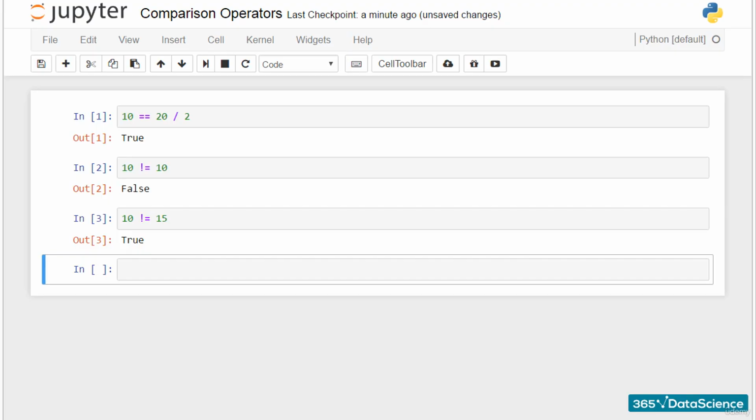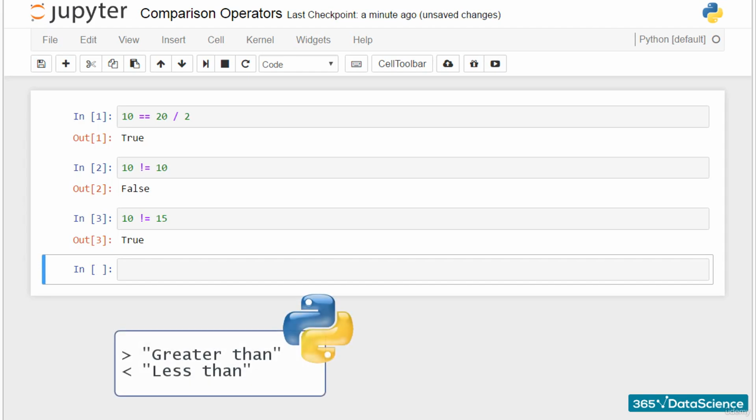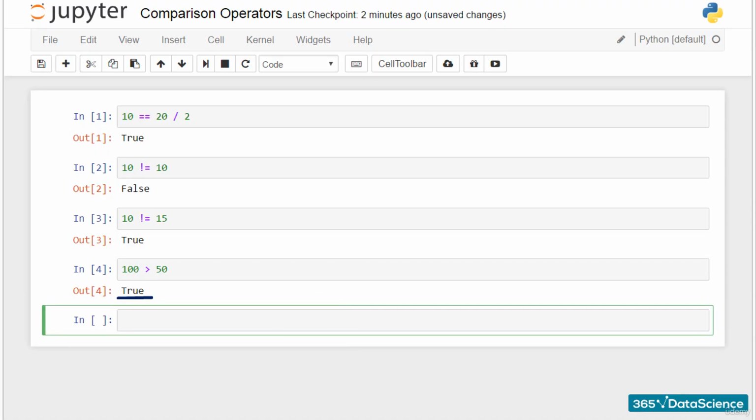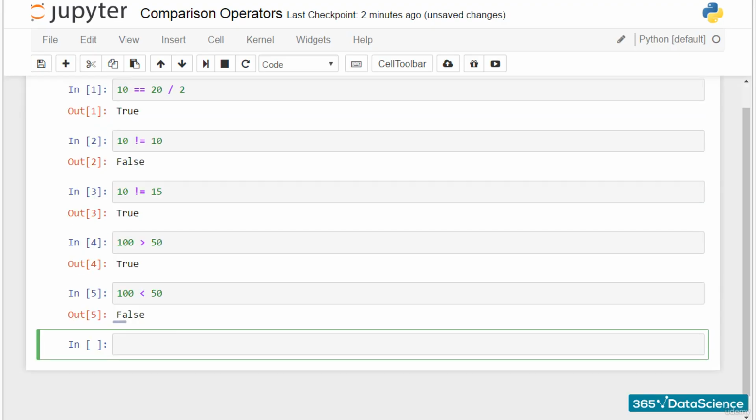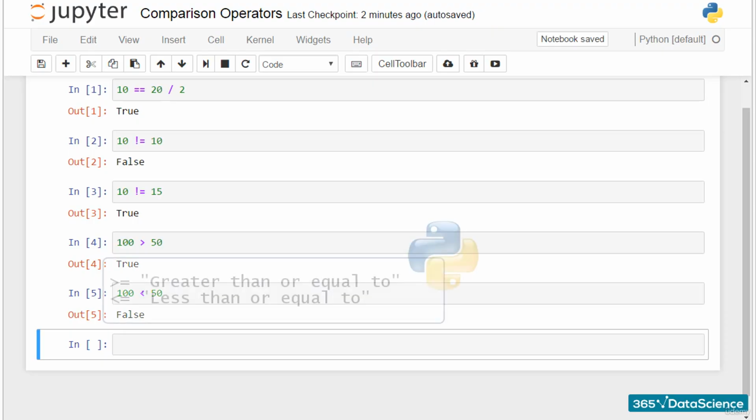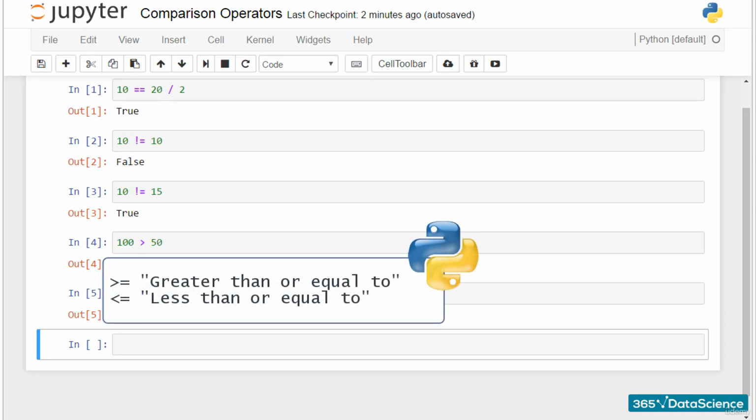Good. What is next? Greater than and less than. We can use the well-known symbols to test if a value is greater or smaller than another value. Is 100 greater than 50? Yes, it is. Is it smaller? No, it is not. And that's why we get false. That's great. The logic behind checking whether an operand is greater than or equal to and less than or equal to is the same.